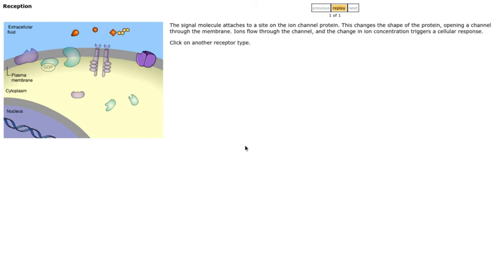The signal molecule attaches to a site on the ion channel protein. This changes the shape of the protein, opening a channel through the membrane. Ions flow through the channel, and the change in ion concentration triggers a cellular response. Click on another receptor type.